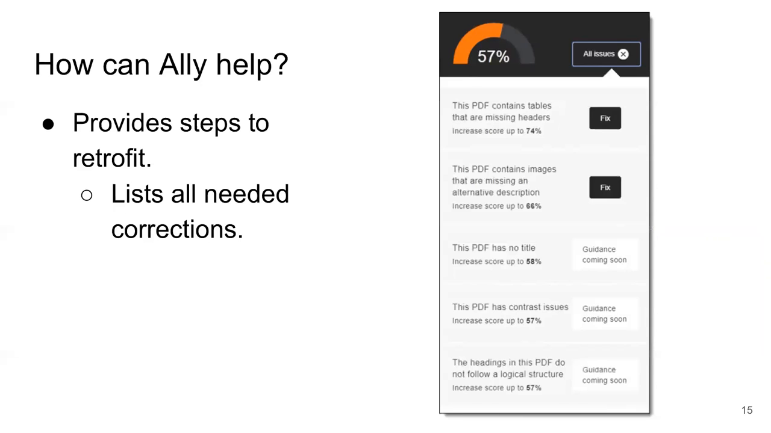And as it goes through the process, Ally has a percent gauge where it tells you how accessible the file is, anywhere from 0% with a red gauge all the way to 100% with a green gauge.